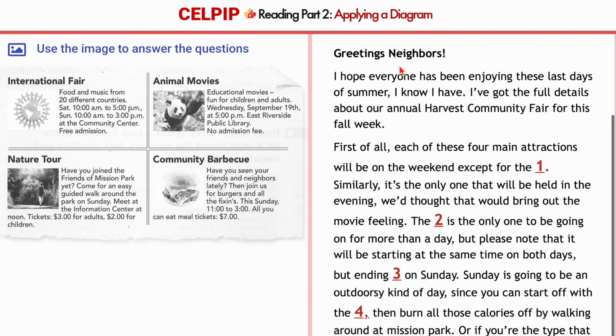So it says, "Greetings, neighbors. I hope everyone has been enjoying these last days of summer. I know I have." Okay, everyone has been enjoying, so from the past until now. "I have the full details about our annual Harvest Community Fair for this fall week." Okay, so they have an annual harvest fair. A fair is like a festival, okay? And for this fall week, for 1 week. So here it is. Here's the information.